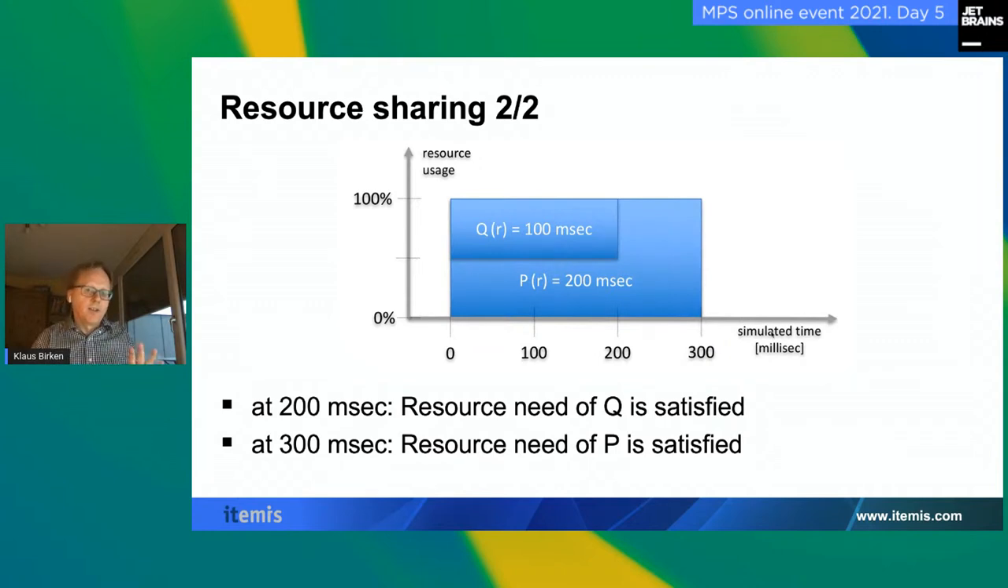A little bit more complicated, and then I think we are done for this. Now Q still needs 100, and P now needs 200. What we get now is for the first 200 milliseconds, they have to share the resource until Q is satisfied. Then starting from 200 milliseconds, only P uses the resource, so it takes another 100 milliseconds and then everything is done. What you can see here is that this point in time at 200 milliseconds is introduced by this combination. This is important because our simulator can jump from the zero point to the 200 point and then to the 300 point, because in between nothing happens. They are consuming, but this is not interesting for the simulator.